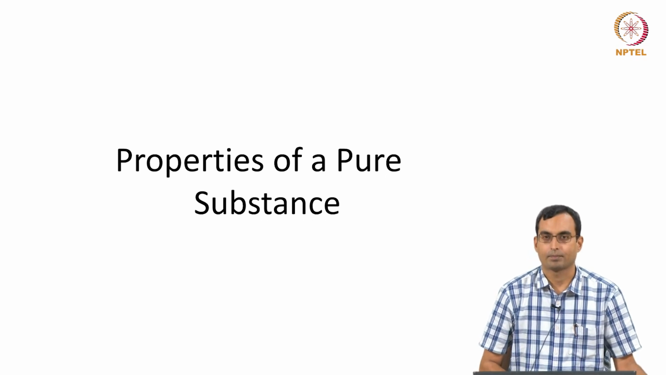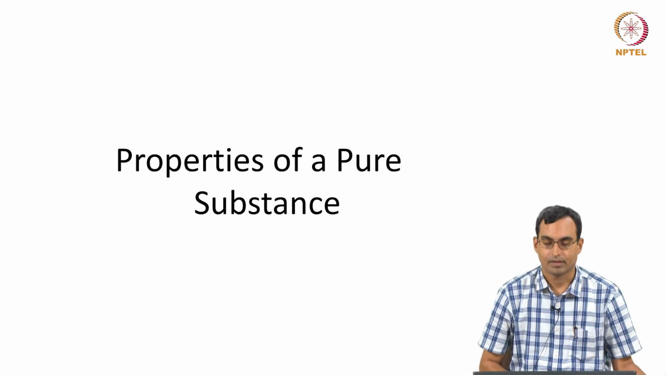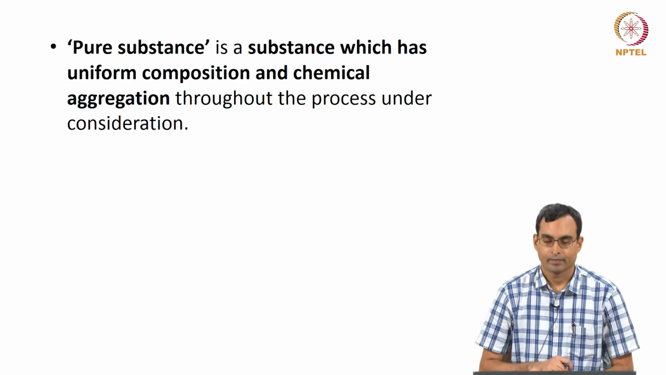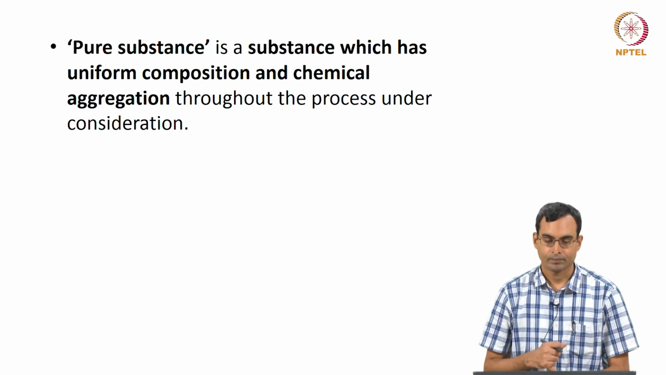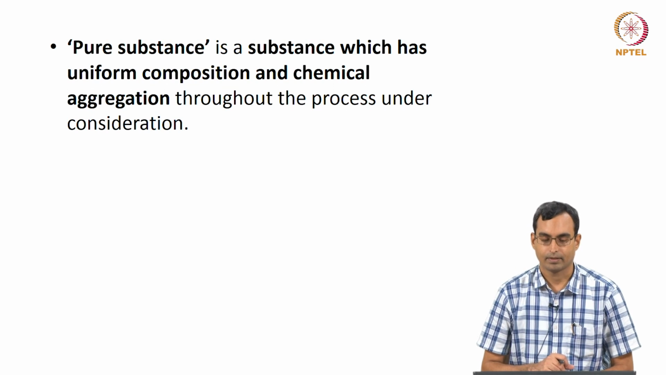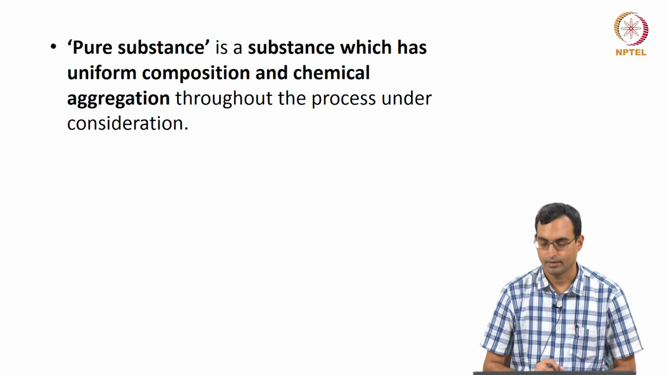So, we are going to look at properties of what is called a pure substance. This means that we first need to know what a pure substance is, and this is how we define it. A pure substance is a substance which has uniform composition as well as chemical aggregation throughout the process under consideration. So, we are looking at composition and chemical aggregation, but only as far as our process under consideration is concerned.